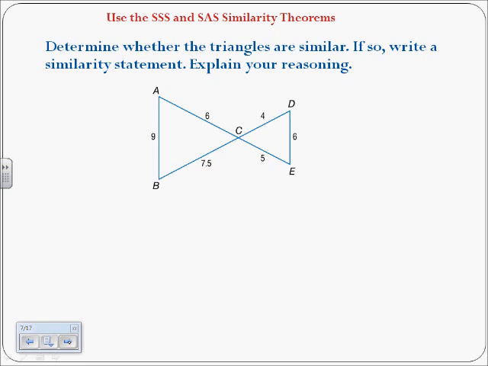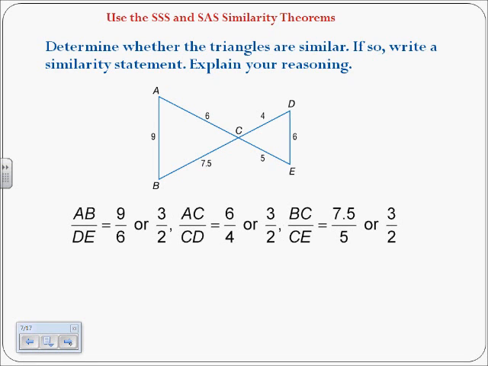Continuing on. Determine whether the triangles are similar. If so, write a similarity statement, explain your reasoning. So I have two triangles again, ABC and CDE. They share an angle in the middle, and I do not have any of their measurements given to me. So I could say that angle C is congruent to angle C, but then I'd have to look at the sides. So I'm going to have to use a second similarity statement, perhaps side-angle-side similarity, or I will disprove that they're similar.